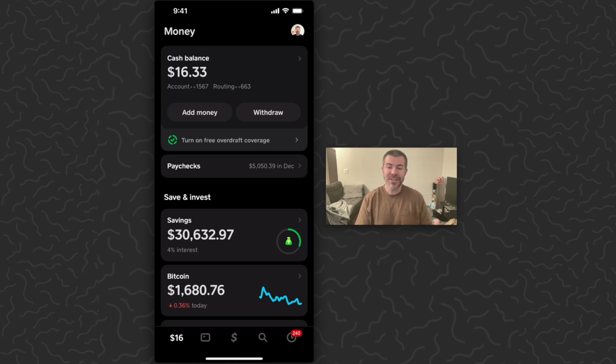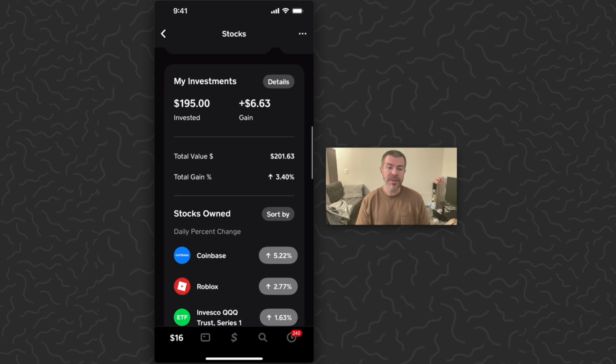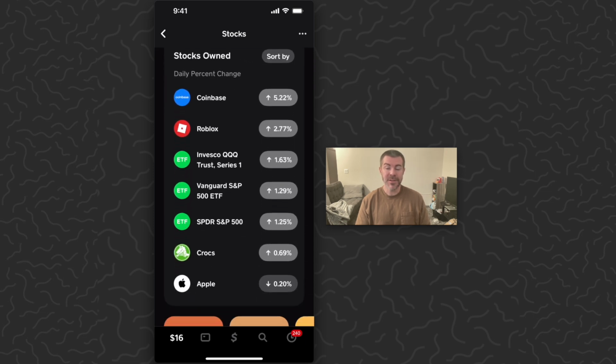So that's how Cash App stocks work. You have a cash balance on your home screen where you can send money back and forth to your bank. And then you have a stocks section where you can find everything you need to know about your stocks and buy and sell from the money in your cash balance.